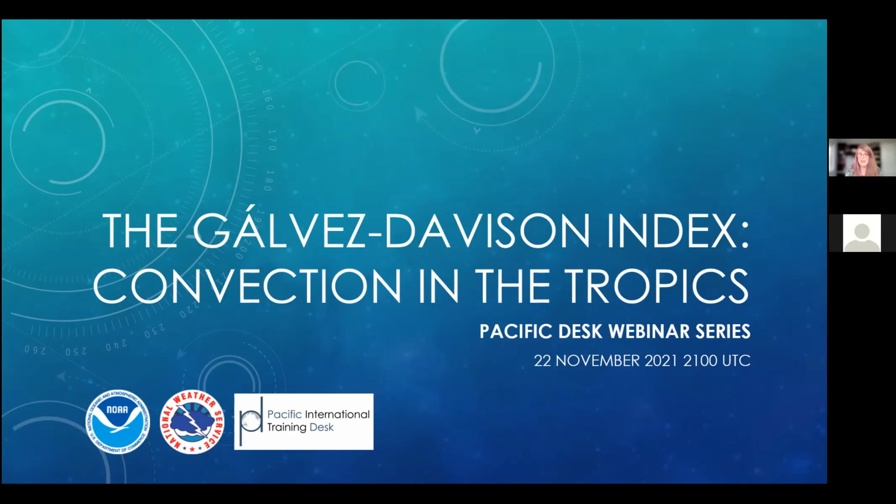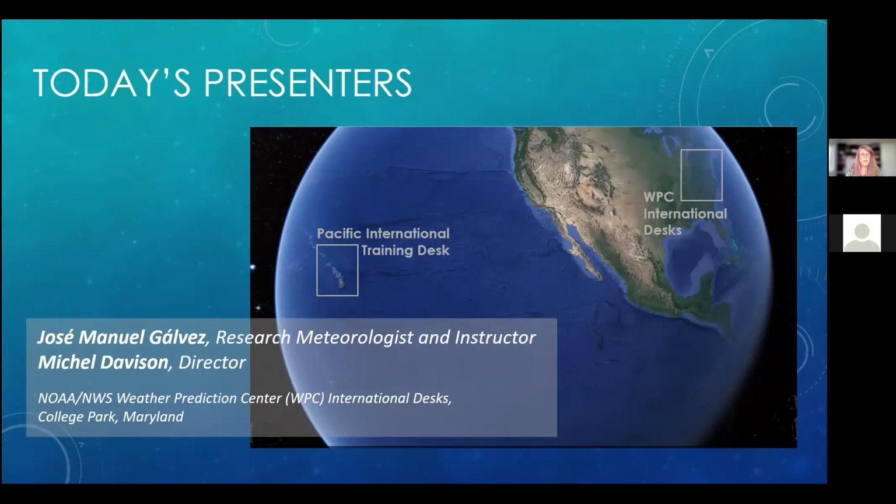So today, our speakers are going to introduce another tool that you might not be aware of. It's already being used in other tropical ocean basins, and it's also available in the Pacific. Our speakers today are the Gálvez and Davison from the index that bears their names. They both join us from the NOAA National Weather Service Weather Prediction Center International Desks over in Maryland on the east coast of the continental United States.